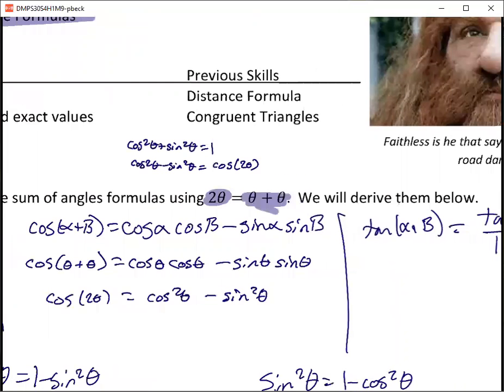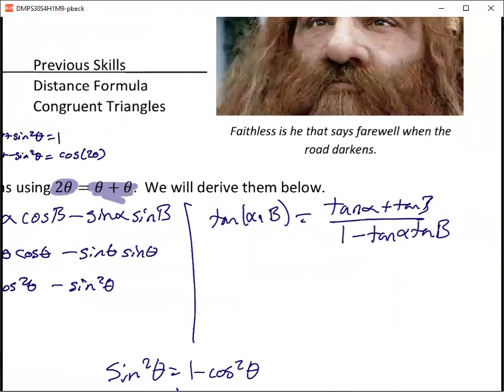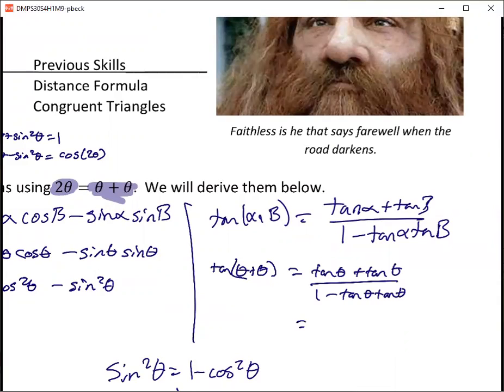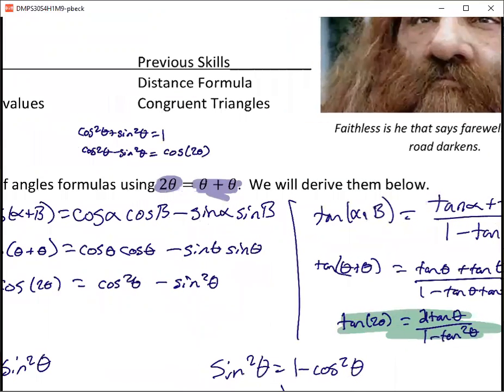Then tangent, we have tangent of alpha plus tangent of beta over 1 minus tangent alpha tangent beta. So the tangent of theta plus theta is tangent theta plus tangent theta over 1 minus tangent theta tangent theta, also known as 2 tangent of theta over 1 minus tangent squared theta. So our double angle formula for tangent is 2 tangent theta over 1 minus tangent squared theta. I forgot to highlight this one.